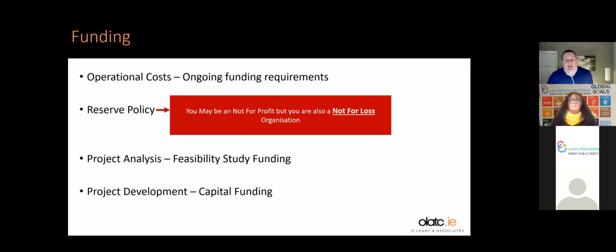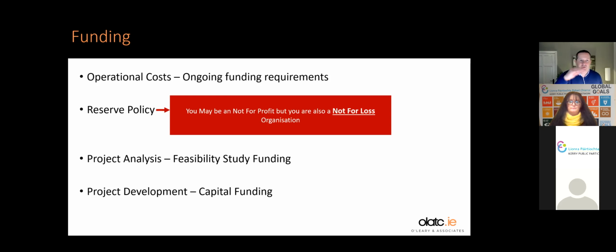So the next thing in terms of a project is getting it off the ground from an implementation point of view. Let's say you've got the structures in place, you're well organized, you've got a good group, you've got enough people who know what they're doing, you've enough volunteers, enough of the human resources. Now you need to look at the funding side of it.